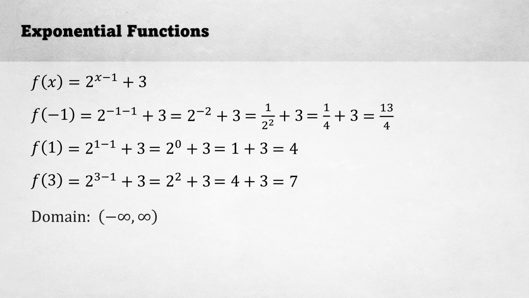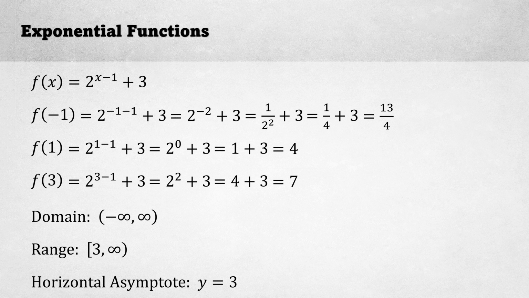Exponential functions have no domain restrictions, and so the domain of this function is all real numbers. And the range of f of x is 3 to infinity. This is because as x approaches infinity, f of x approaches infinity, and as x approaches negative infinity, 2 to the x minus 1 approaches 0, and 2 to the x minus 1 plus 3 approaches 3. And so there is a horizontal asymptote at y equals 3.